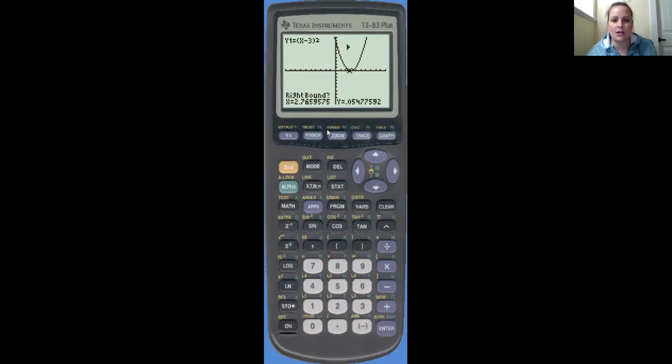Then all of a sudden it says on the screen, right bound. So you're going to move the cursor to the right of the vertex. Here I think it's on the vertex. Here I think it's to the right of the vertex. Now I'm going to hit enter again. And there are these 2 little arrows in the upper right-hand corner of the screen, pointing towards each other. There's very little space in between them, which means I've gotten my cursor very, very close to the vertex on both sides. And now it says right here on the screen, guess, question mark.